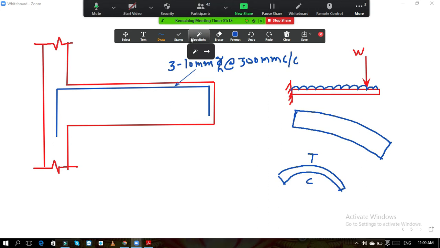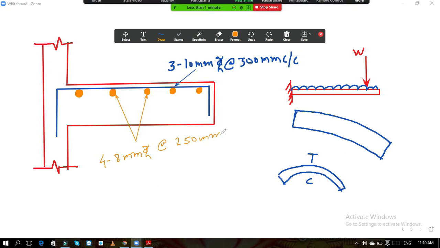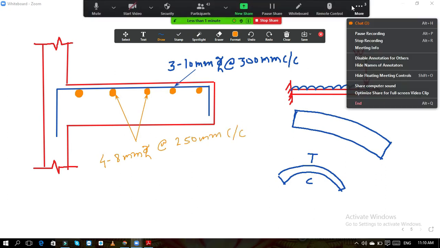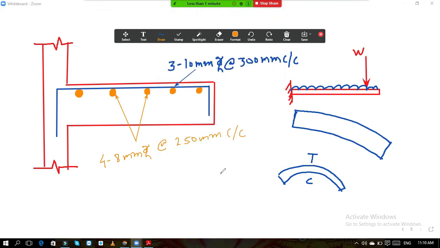Now I will draw the distribution steel. This is our distribution steel. 4 bars of 8 mm diameter. What was the spacing? 250 mm center to center. This is our reinforcement detail.